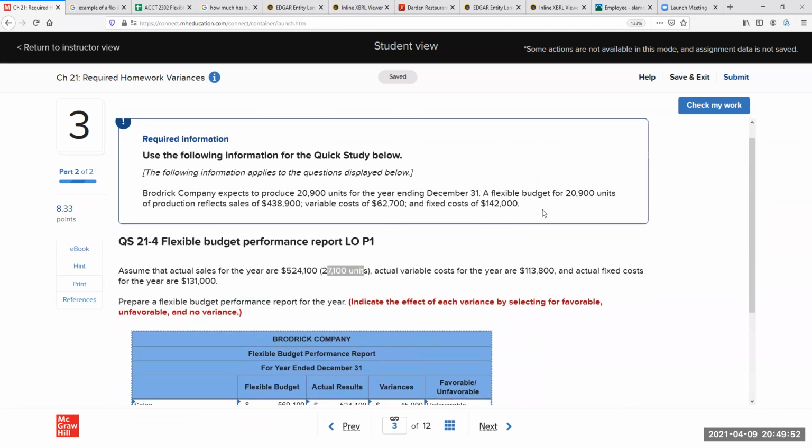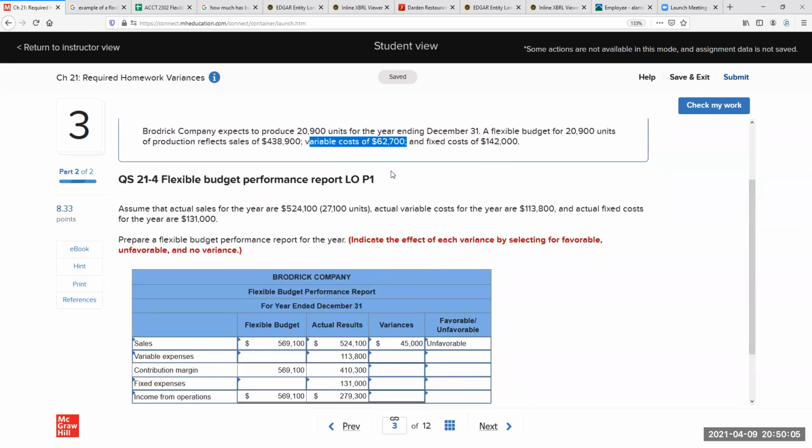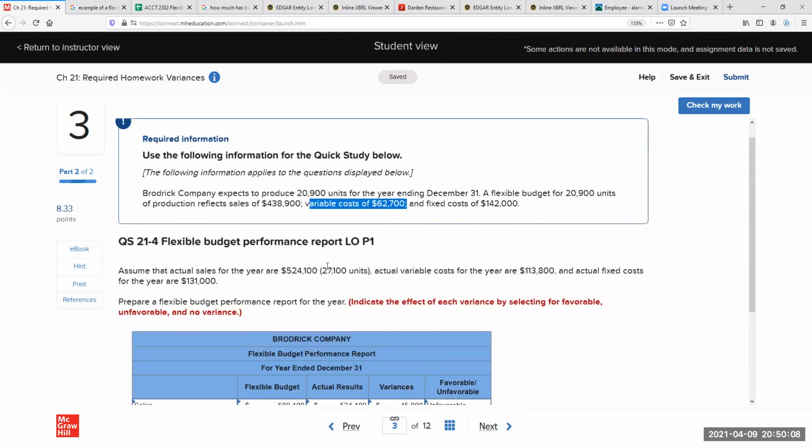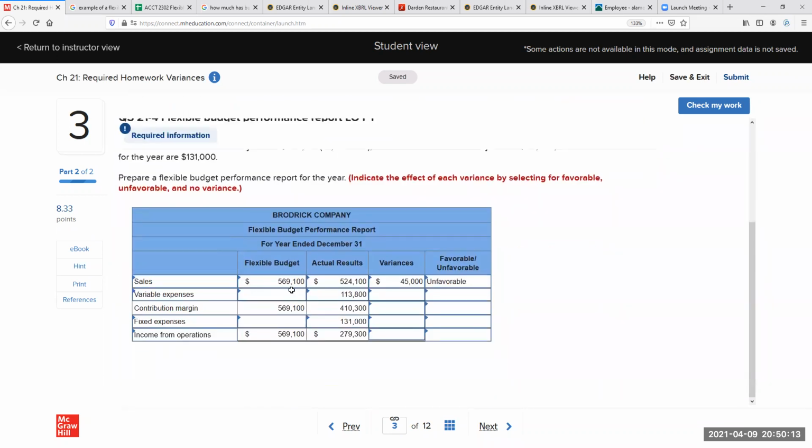Now your variable expenses are supposed to have been 62,000 for 20,000, which is $3. So $3 times the actual units you sold, times the 27.1. So it should have been, for this higher level now, 81,300. And the actual is 113,800. So it's 32,500. And again, that one's unfavorable. It's more than it should have been.